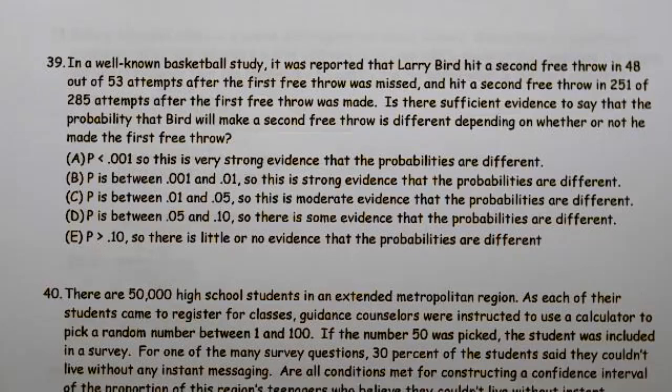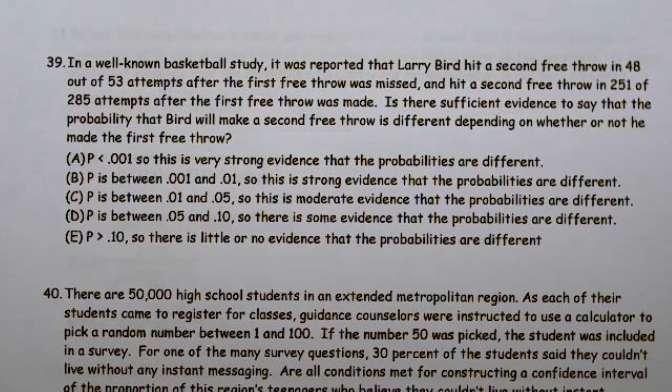All right. In a well-known basketball study, it was reported that Larry Bird hit a second free throw in 48 out of 53 attempts after the first free throw was missed, and hit a second free throw in 251 out of 285 attempts after the first free throw was made. Is there sufficient evidence to say that the probability that Bird will make a second free throw is different depending on whether or not the first free throw was made?